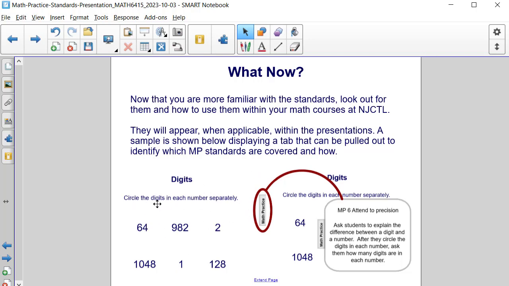It's asking students to circle the digits in each number separately. And the mathematical practice standard covered is math practice standard number 6, attention to precision, making sure that the students understand and can explain the difference between a digit and a number.